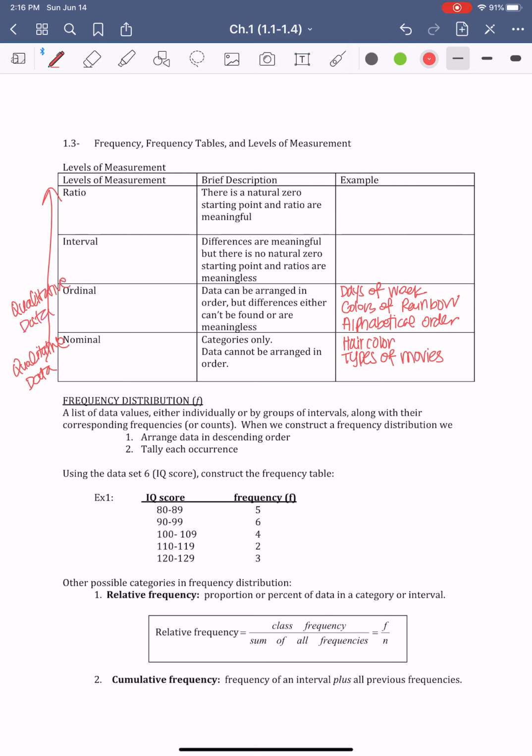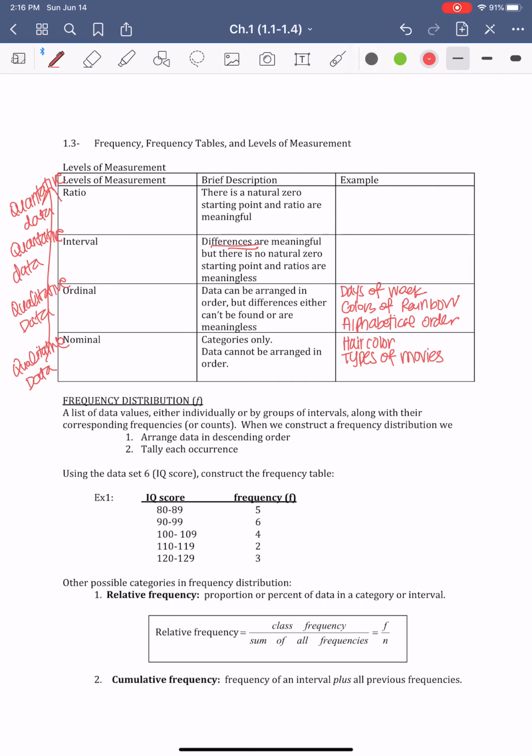Next one, interval: differences are meaningful, but there is no natural zero. Now you can find the difference. Difference in mathematical terms is a subtraction, so there's a number involved for the interval. So you can see that this is quantitative data. Same thing with the last one, ratio: there's a starting point and ratios are meaningful. So this is also quantitative data. Numbers involved.